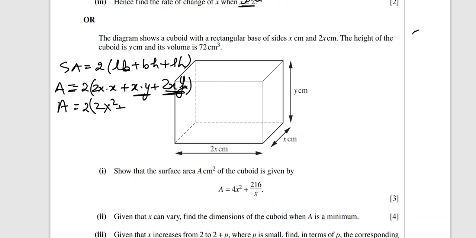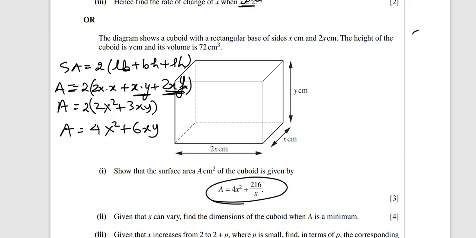Done. Let's simplify this. A equal to 2 times 2x square plus 3xy, because xy plus xy will become 3xy. And if we open the bracket, A becomes 4x square plus 6xy, and this is not matching with what we want. That means we have to get rid of this y.